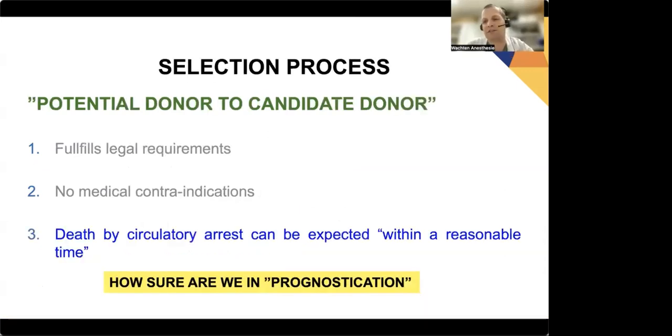We should invest a lot in the selection process. We have potential donors, but we also should shift more to the concept of candidate donors. Which donors are expected to die within a reasonable time? This might be important to exclude more of the dry runs. We have not invested a lot of time and effort in trying to select these donors towards candidate donors, and we should be very sure and try to invest more in the knowledge of prognostication and futility of care.